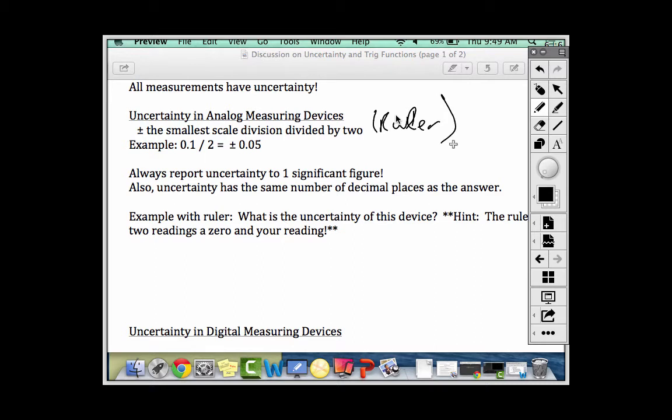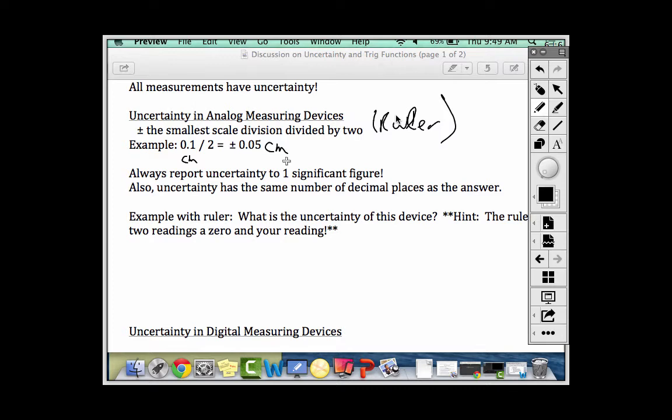On a ruler, basically what you do is you look and see what is the smallest scale division on a ruler, and in our case it's a millimeter. In most rulers that is the case, that you have markings of a millimeter, and you take that scale division and you divide it by 2. So I've done that here. Here is 0.1 centimeters divided by 2 equals an uncertainty of plus or minus 0.05 centimeters, okay? Or half a millimeter if you prefer to call it that. So a ruler has an uncertainty of half a millimeter.